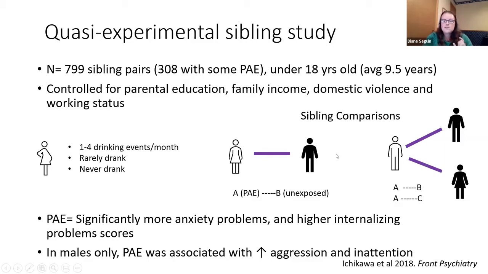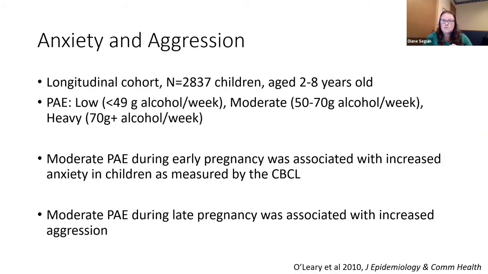And if we're looking at anxiety and aggression, another study by O'Leary out of Australia, another quite large cohort study, found that moderate prenatal alcohol exposure during early pregnancy specifically was associated with increased anxiety in children, whereas moderate prenatal alcohol exposure during late pregnancy, but not early, was associated with increased aggression in children. What was particularly interesting about this study, though, was they actually characterized alcohol consumption by the amount of alcohol consumed in grams, not just by 1 to 2 drinks.